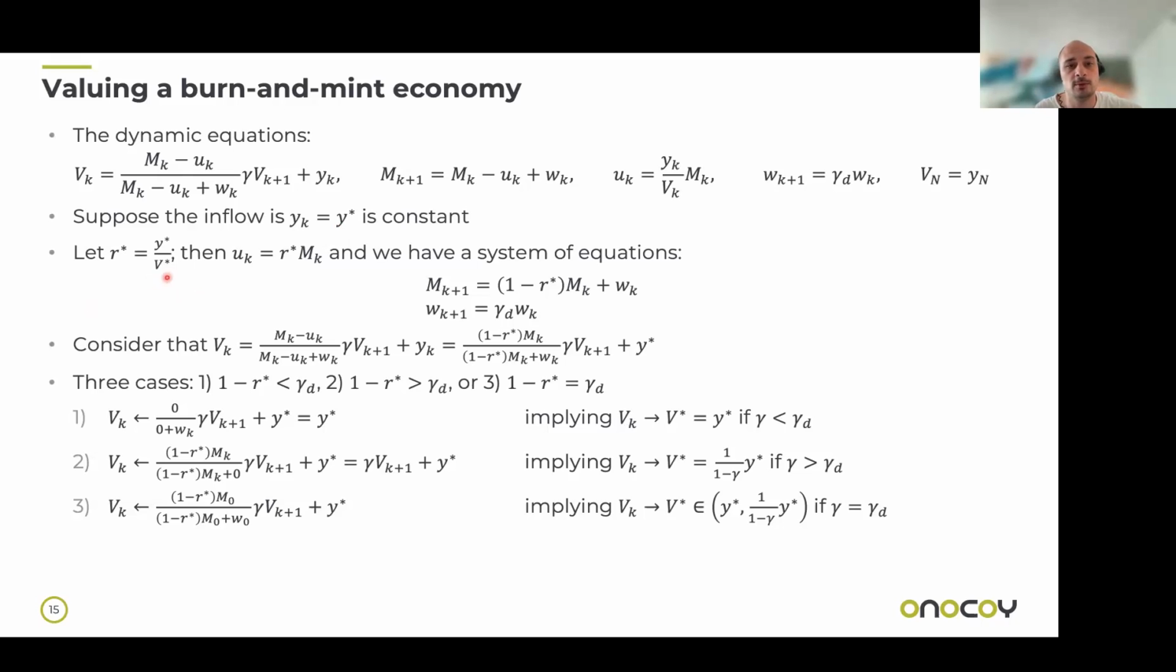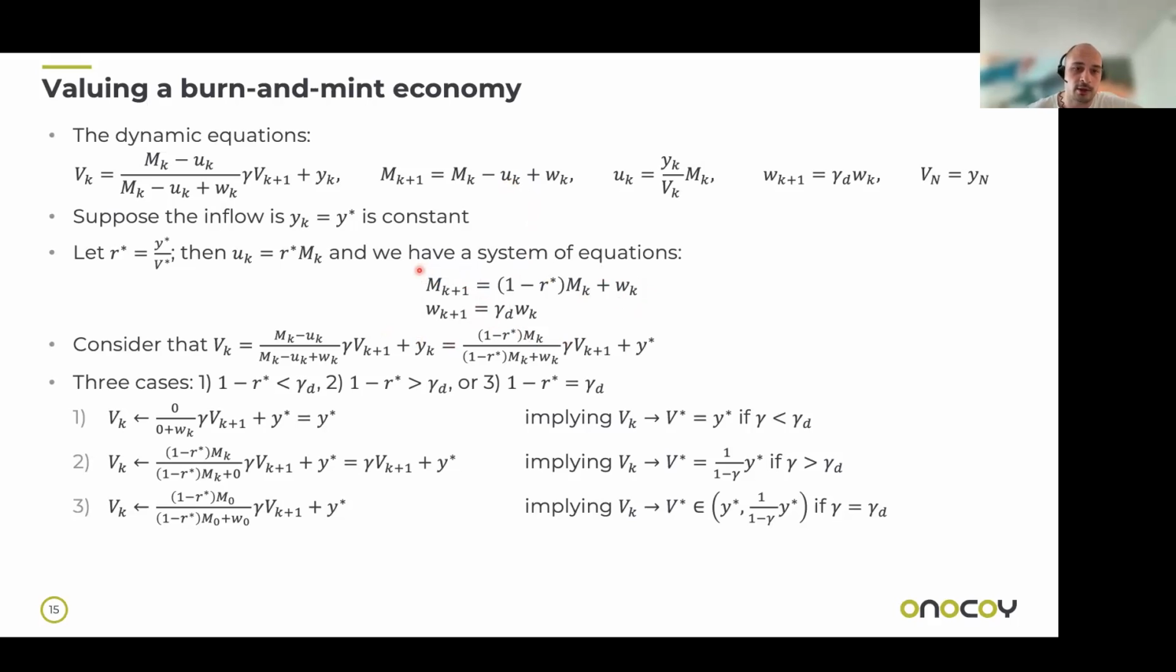And the way to do that is to take these two equations, the one for the evolution of M and the evolution of W, and couple them. I know that if Y is constant, then V has to be constant. So I set V to V star. I set this ratio R to be just the ratio of Y over V. And then I know that the burn is supposed to be R times M. I replace that in this equation here, so I get rid of U. And this is the set of equations that I have now.